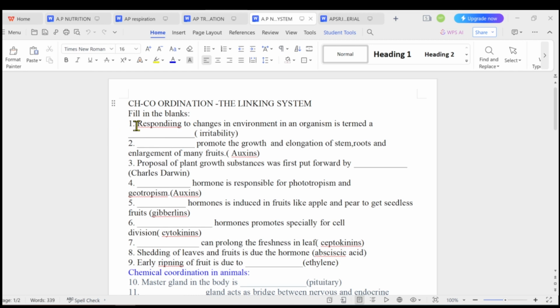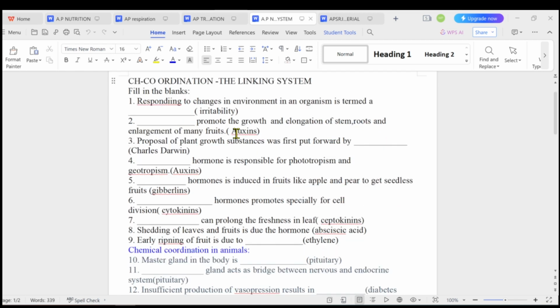So these bits are in the form of fill-ups and it is very useful to you for your entrance examination. Let us start. First bit, the responding to changes in environment in an organism is termed as irritability. Dash promotes the growth and elongation of the stem, root and the enlargement of many fruits.